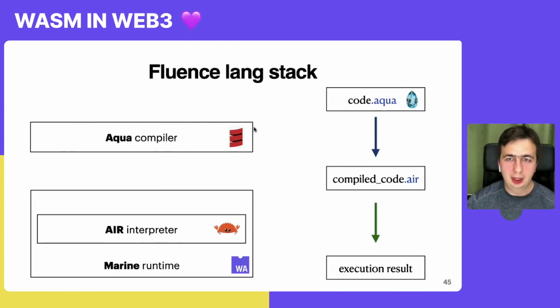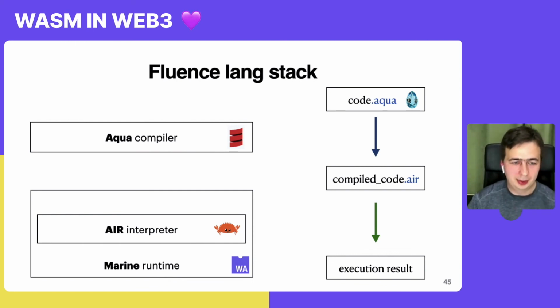Because Aqua is actually compiled to our intermediate representation called Aquamarine intermediate representation, AIR. The compiler is written in Scala, and it just compiles. This AIR is then interpreted by our interpreter. This interpreter is written in Rust, and it's then compiled to WebAssembly, and then it can be loaded inside the Marine runtime. So here you can see our complex scheme where code written in Aqua is compiled to AIR, and then it can be launched on our interpreter that is in its turn loaded into Marine.